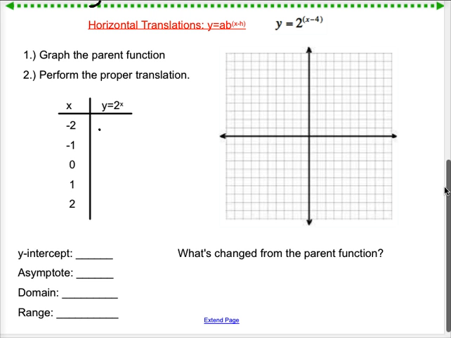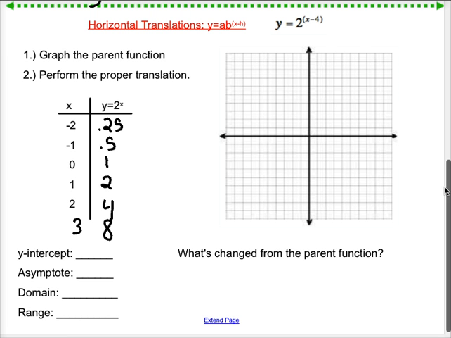Okay, so again, we're going to start with our parent function. All right, so 2 to the negative 2 is 0.25. 2 to the negative 1 is 0.5. 2 to the 0 is 1. 2 to the 1 is 2. 2 to the 2 is 4. This time we could even include 8 in there.